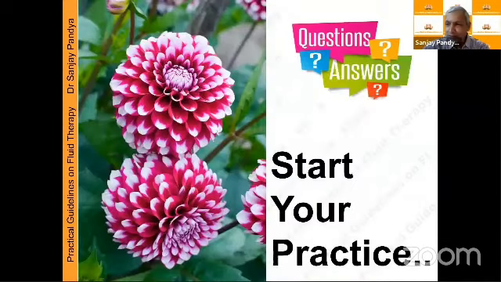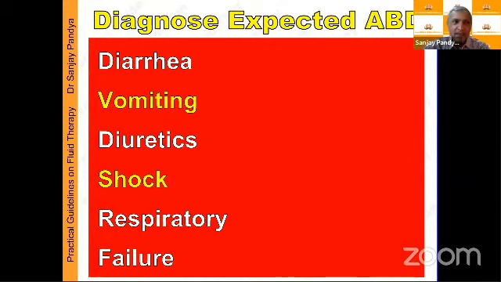Okay, it's simple. It's very, very simple. Diagnose the expected acid-base disorder in the following conditions. If it is diarrhea, then what is the expected disorder? I request all of you to reply. We can keep some of the students unmuted. Metabolic acidosis.